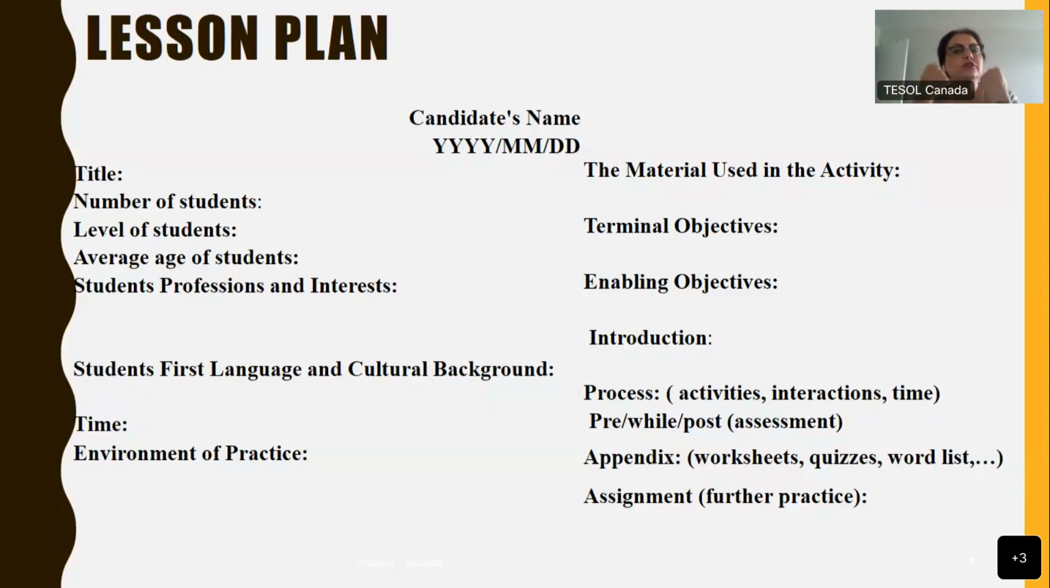And post: how do you assess your students, how you get the feedback, how you reflect on your teaching. Here, maybe you give them a quiz, you attach the quiz. So in the appendix goes the worksheet, quizzes, word list, audios, everything. And you mention, here you can find all these things in the appendix, and it's attached to your email.